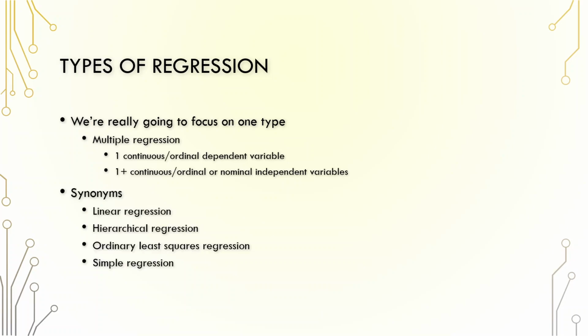Now there are synonyms for multiple regression, and there are more than this, but these are the most common. So linear regression, hierarchical regression, ordinary least squares regression, sometimes simplified to OLS regression, and simple regression. Or even if people just say regression, they probably mean multiple regression. There are other types of regressions that get more complex, with other types of variables, but for us, we're going to focus here on multiple linear regression.